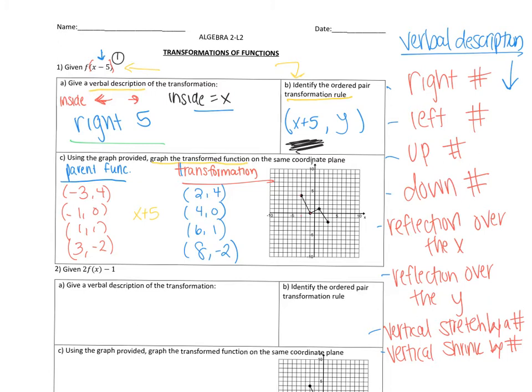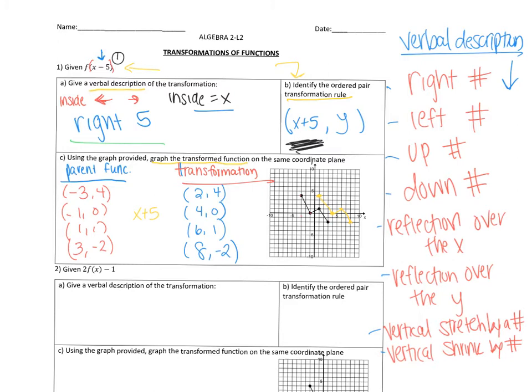Then I'm going to plot those points. So I'm going to plot 2, 4, and then 4, 0, and then 6, 1, and then 8, negative 2. Sorry, I didn't mean to click that. And then I could go ahead and draw my line. With these, we want to draw our lines. So we can see that we added 5 to each.